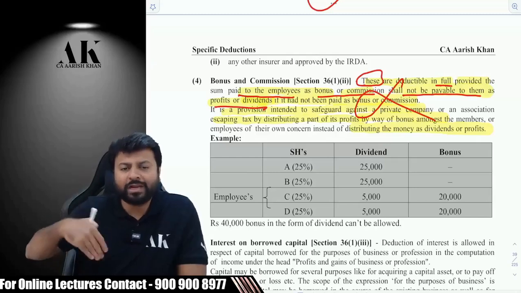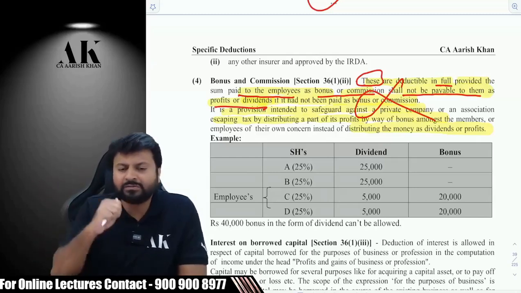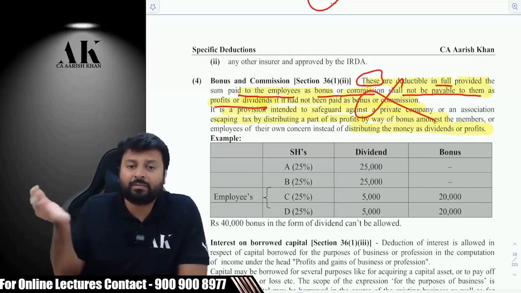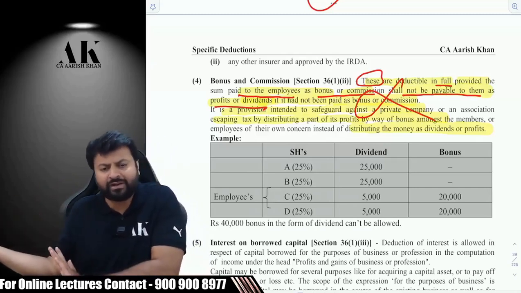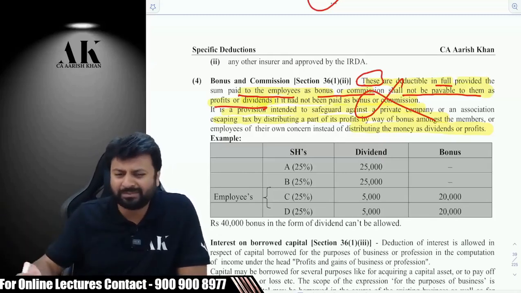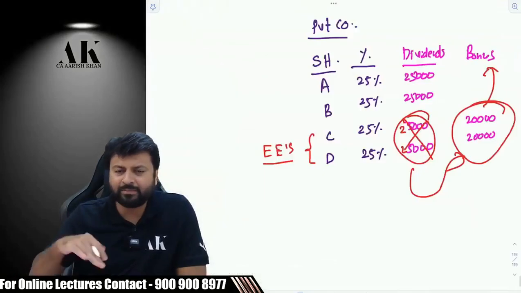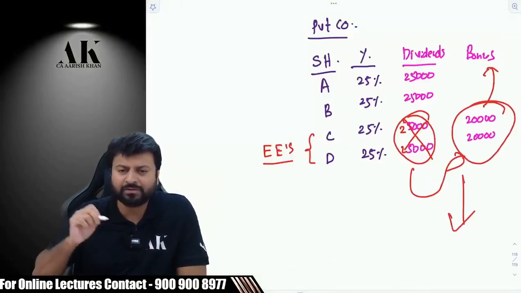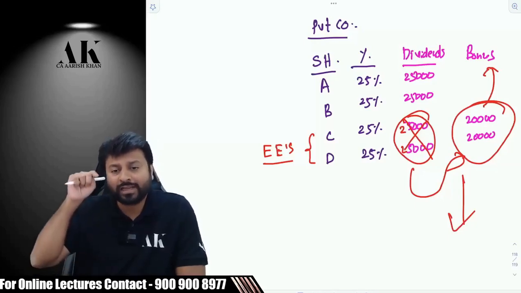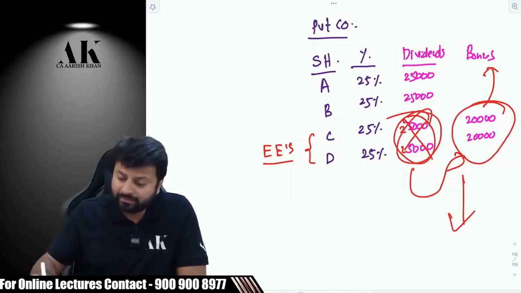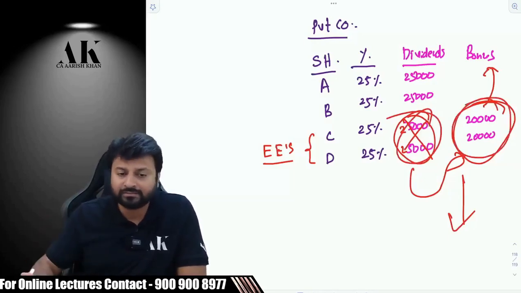If we had given 25,000 to everyone, then this sentence would not have been applicable, because then we cannot say that the bonus is payable in the form of dividend, as we have given equal dividend to everyone. Then that bonus is a genuine bonus. But the company will not do that, because if they pay more bonus, their accumulated profits will fall. They don't want their accumulated profits to fall, and they don't want to pay dividends, and they want the deduction also. They want everything at their end.